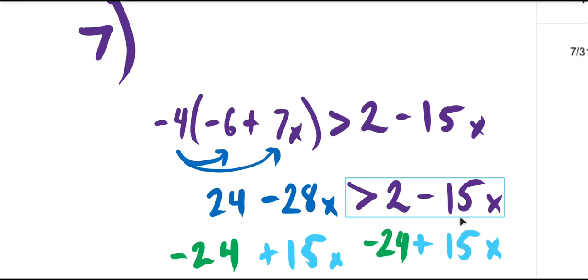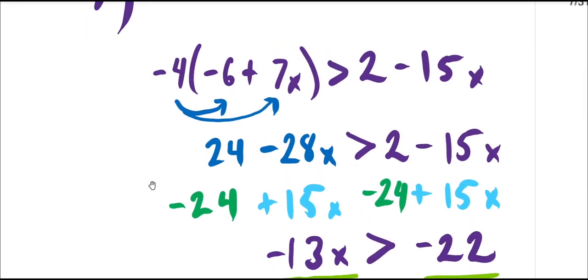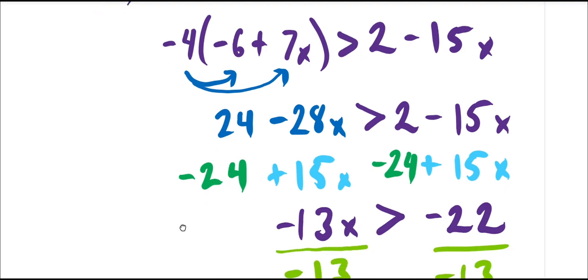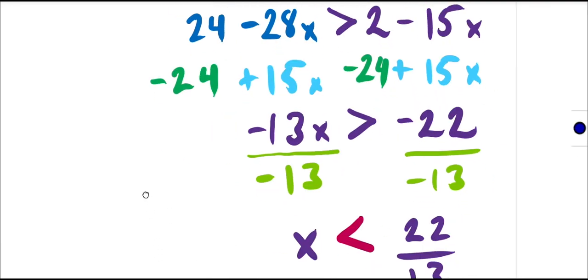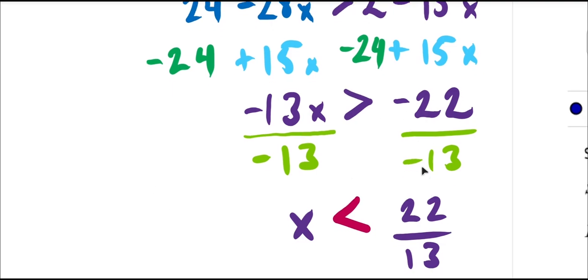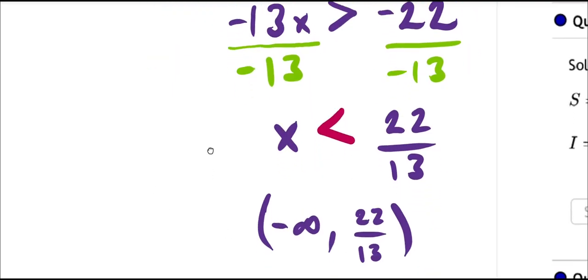So if we add 15x to both sides, we will move the x's from the right over to the left. But that means we want to take the numbers and move them from left over to the right by minusing 24. If I do that, I wind up with negative 13x is greater than negative 22. So we divide by negative 13, and that dividing by a negative is what tells us to flip the direction of this inequality. The negative over a negative is still positive, and this doesn't reduce.